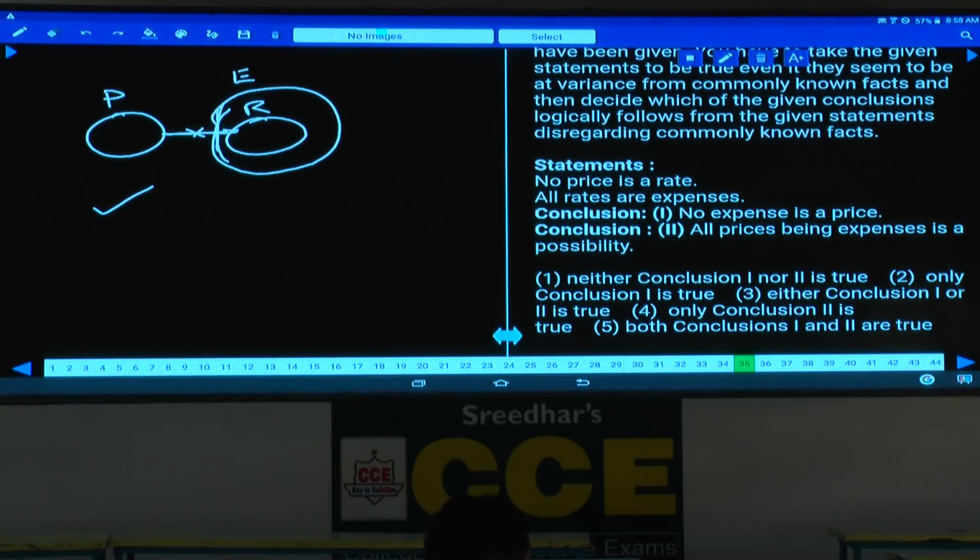And second one is what? Second one is a possibility. First we should finalize the definite conclusions, then only we should come to possible conclusions. Then first one, no expense is a price, it is a negative conclusion. To make this one false, now I should prove some expenses are price. Now tell me whether I can prove like that or not. Some expenses are price. Now sir, no price is a rate, price and rate should not be intersected, isn't it? But please tell me whether I can draw my expenses like this or not. Yes, I can draw like this.